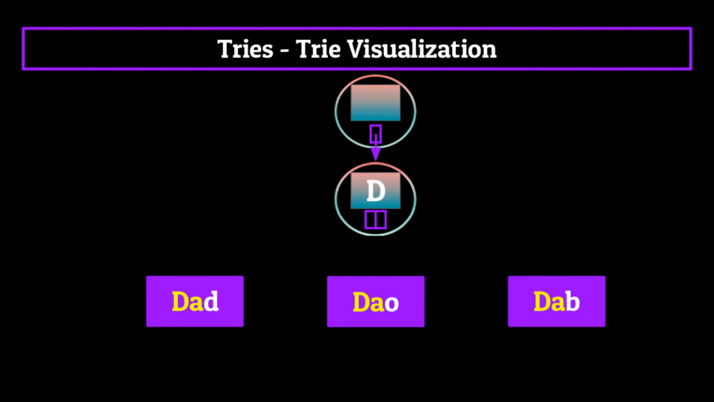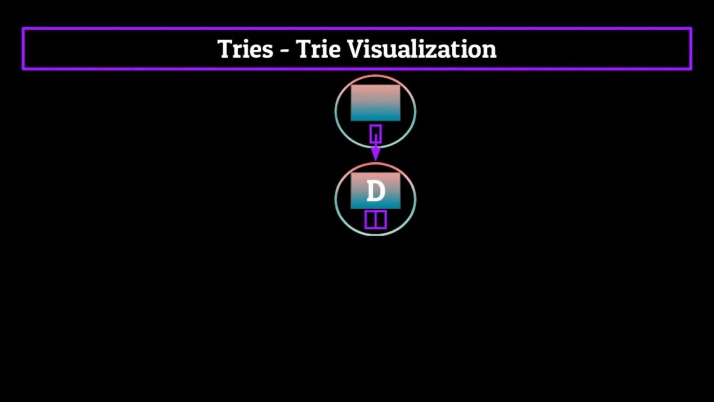So DA serves as the first two characters in a lot of English words, such as dad or dow or dab if you really want to go that far, and so the array contained within the D node would hold a reference to an A node.